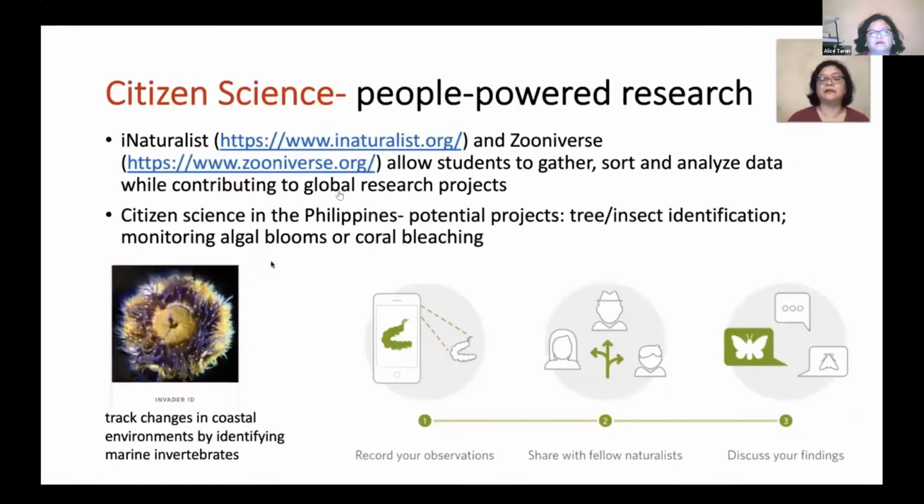Now, citizen science in the Philippines, I've seen some projects, but there certainly could be more. So potential projects would include, for instance, tree or insect identification, or if the students live in the coastline, they can monitor algal blooms or coral bleaching, or even go to the fish market to identify the different types of marine organisms or fish from our coastline.